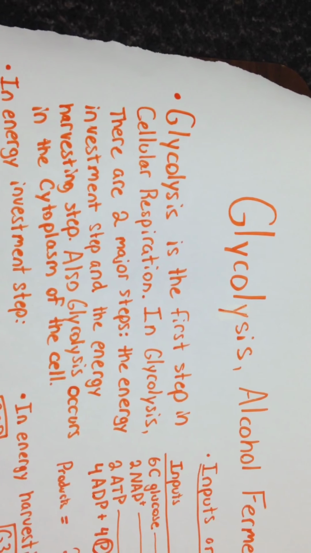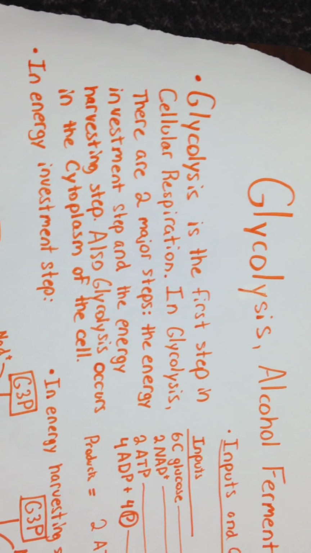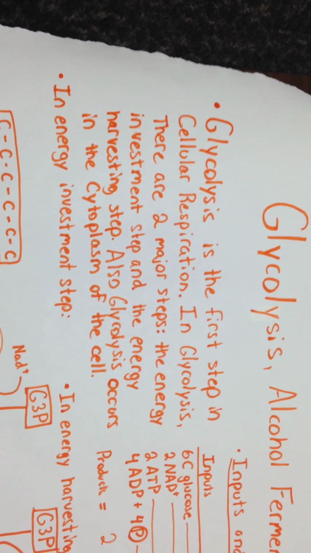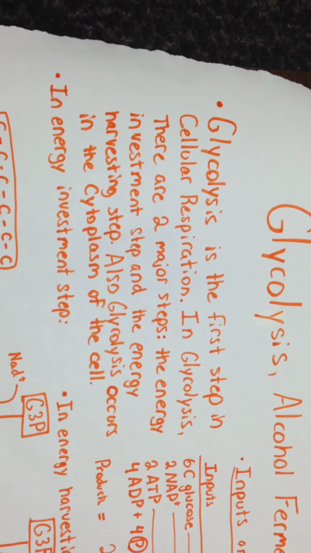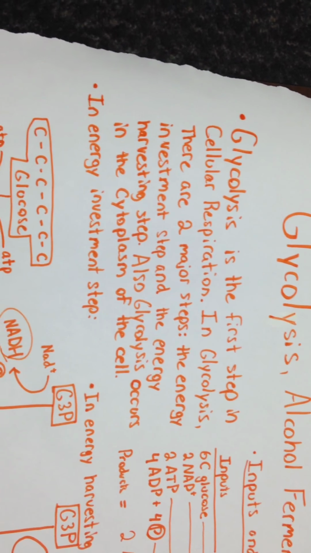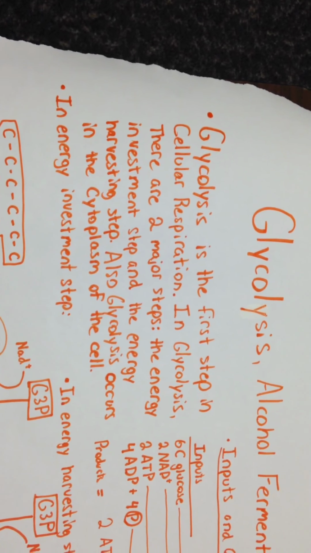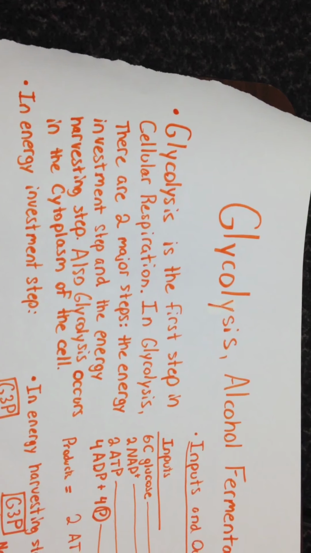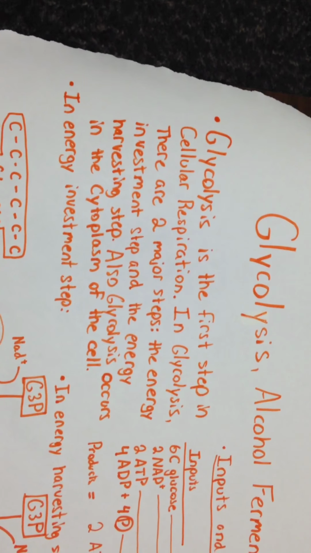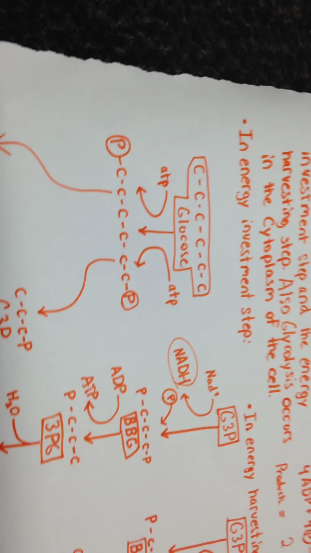Basically, glycolysis is the first step in cellular respiration. In glycolysis, there are two major steps, the energy investment step and the energy harvesting step, and I will break those down soon. Also, glycolysis occurs in the cytoplasm of the cell. Alright, let's move on to the steps.